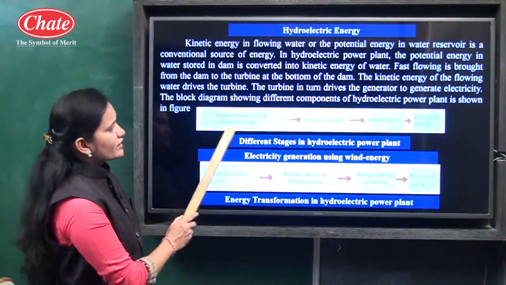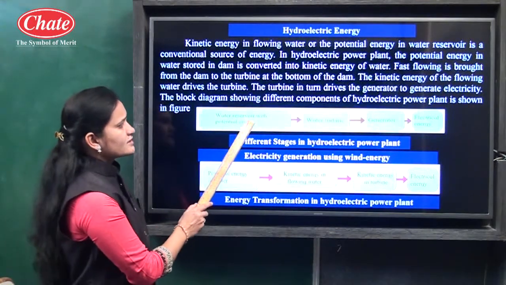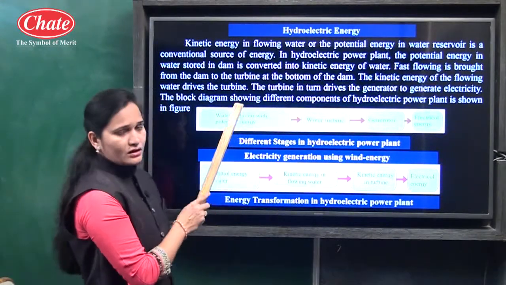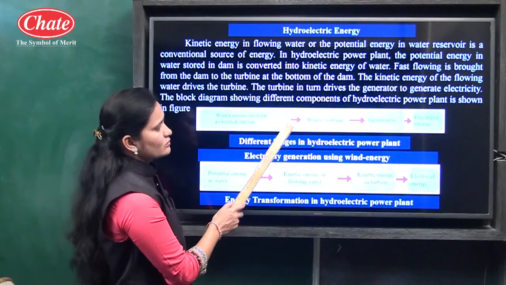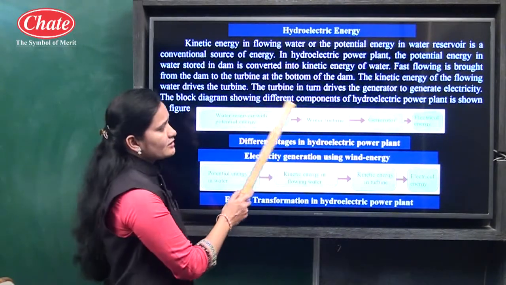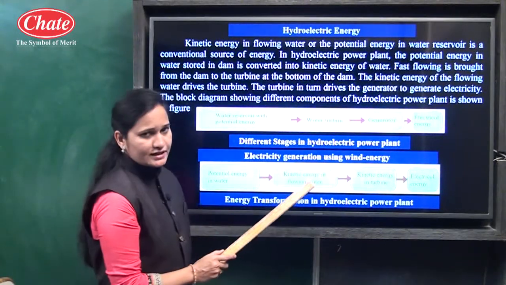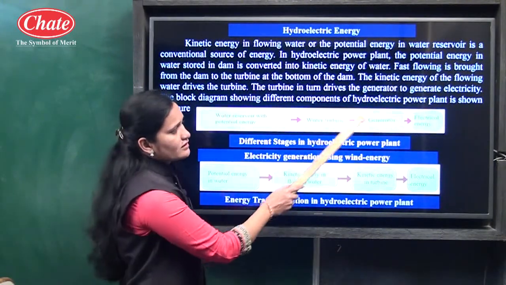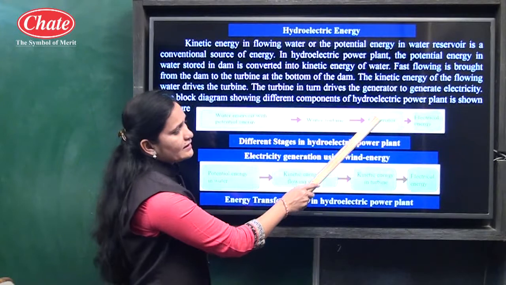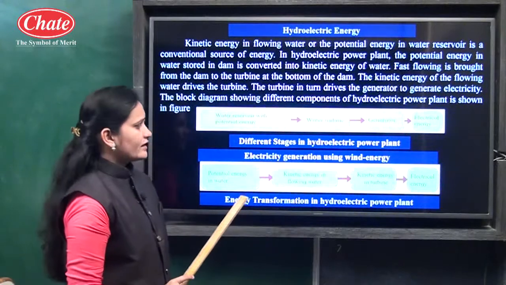Here you can see the block diagram showing the different components of a hydroelectric power plant. See here, the water reservoir with potential energy. After that, whatever water is stored in the dam, when it starts to flow on the turbine, the potential energy gets converted into kinetic energy. This water turbine is connected to the generator. When the blades of the turbine start to rotate, it also drives the generator, and it is useful to convert the mechanical energy, or kinetic energy, into electrical energy.